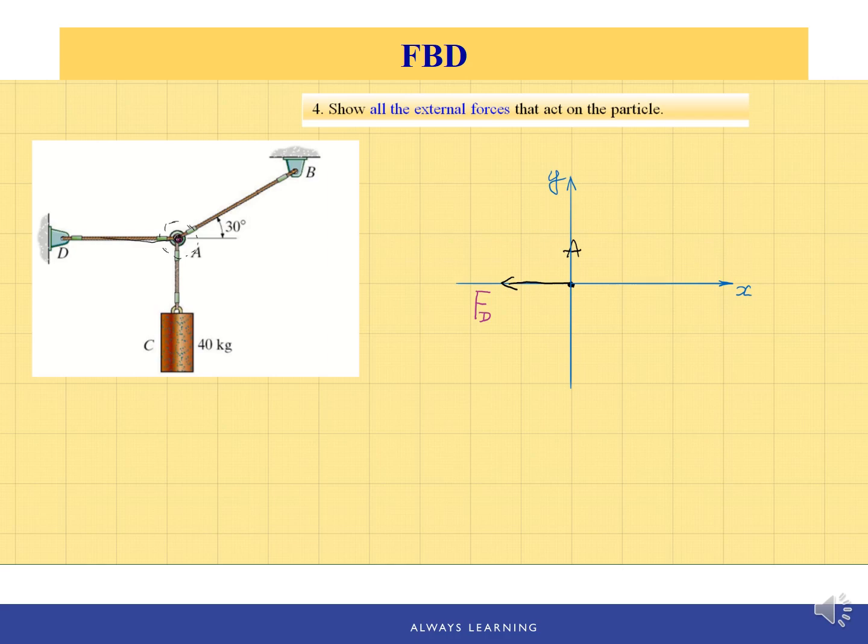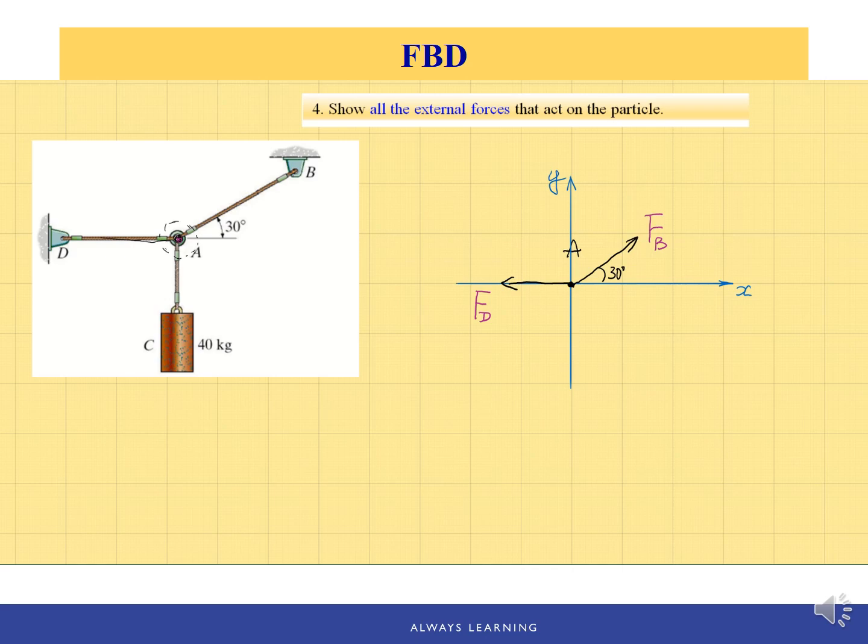Similarly, we have cable AB. There's a 30 degree angle between AB and the x-axis, so the AB force will point up with a 30-degree angle. You want to put the 30-degree angle here on your free body diagram because you will need that value to write your equilibrium equations. And this force is also unknown. We'll call it FB, pointing from point A to point B.